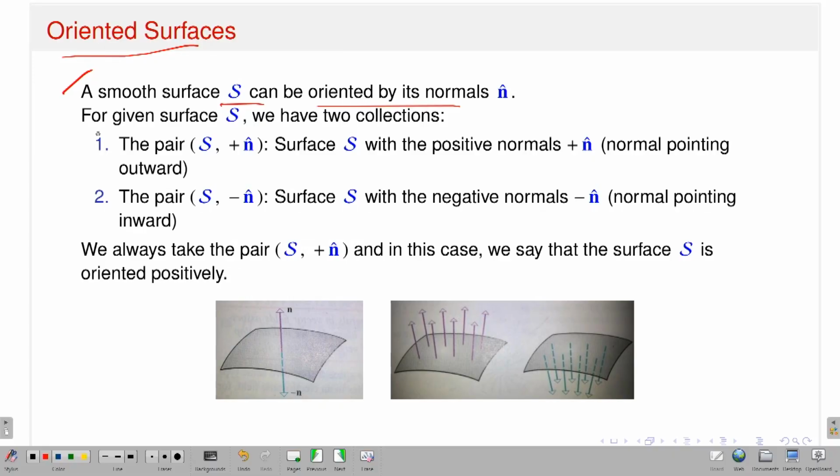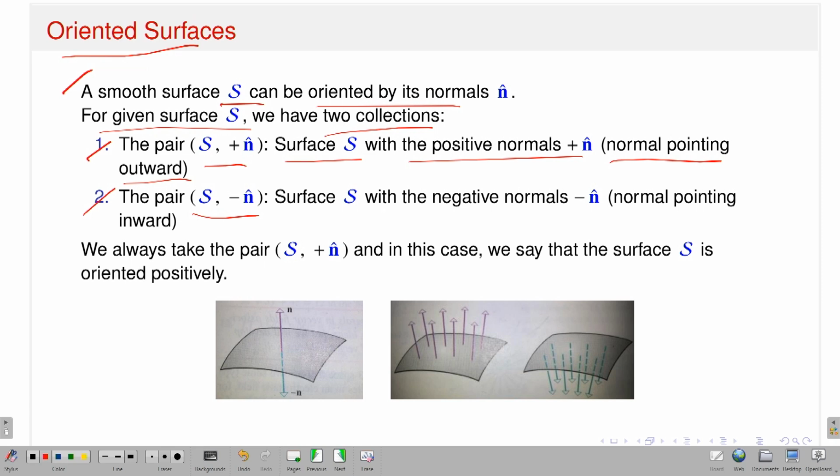Look, for a given surface S, we have two collections. Number one, you make a pair with the surface S comma plus n cap. That means I am talking about a smooth surface along with plus, meaning the normal pointing outward. So outward normal is called positive, plus n cap. That means surface S with positive normal plus n cap, normal pointing outward. Another pair I am considering is the surface along with minus n cap.